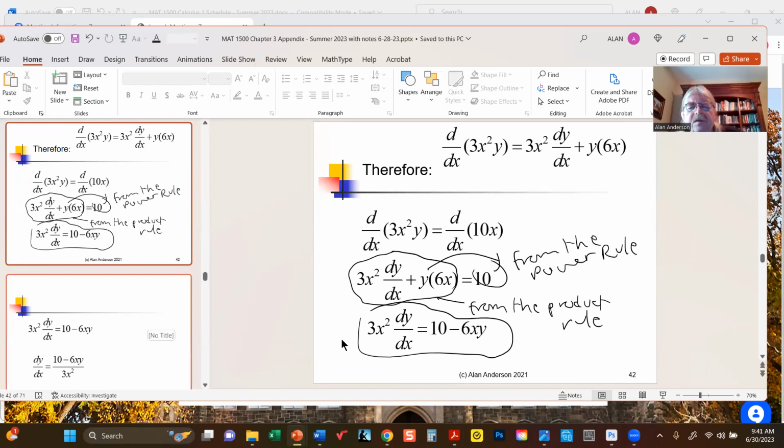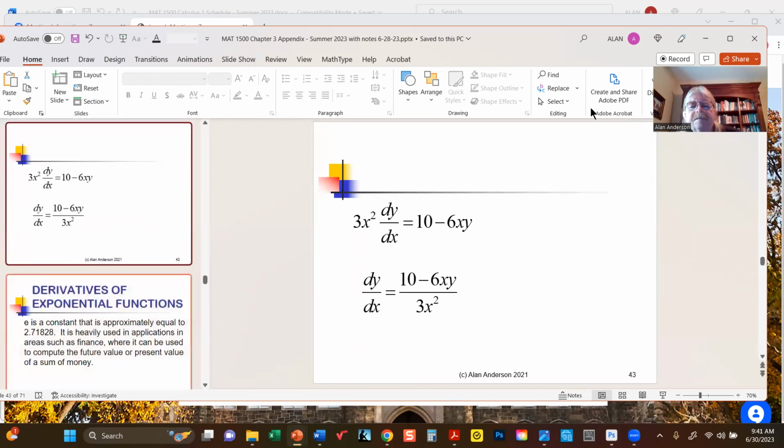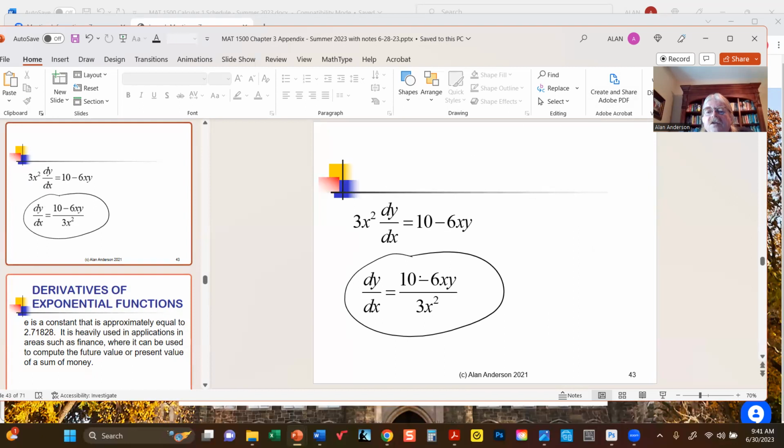Okay, so let's move this to the next slide. And then you can see all I've done is divide both sides by 3x squared, and that's my final result. And again, you can see it's a function that contains both x's and y's. So this is often the case when we have implicit differentiation. All right, so it's a very interesting idea. You don't need it very often unless you're dealing with incredibly messy functions, but it's important to know how to deal with these cases.